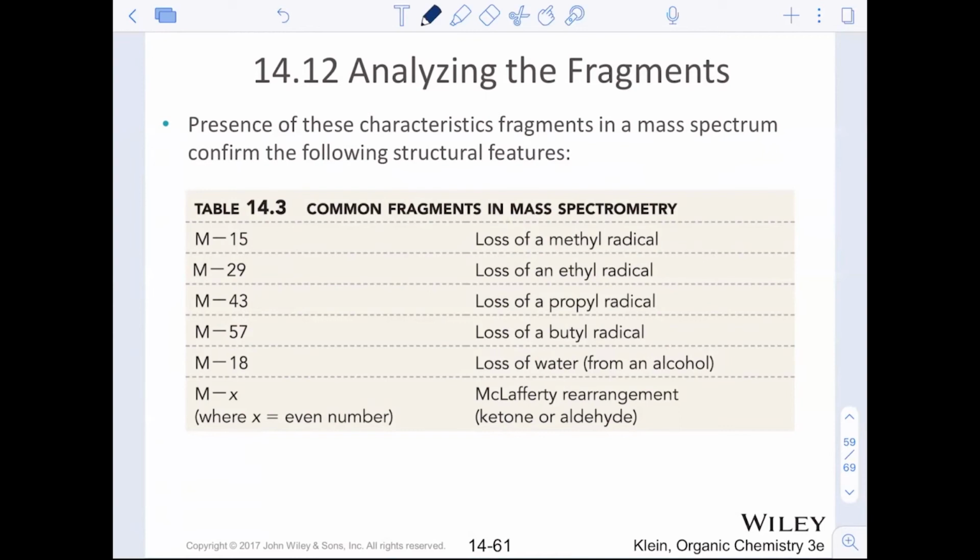We won't be getting into the McLafferty rearrangement for ketones or aldehydes, not doing anything that complex. What I want to be able to look at mass spec for is identifying the parent ion, the base peak, and any fragmentation pattern that is simple here on these first few. All right.